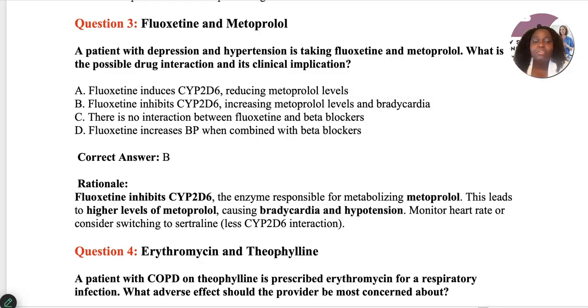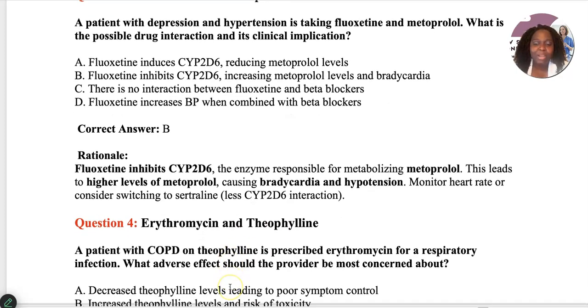Does it make sense? My inhibitor in this case is fluoxetine, which is very common to be an inhibitor. So now fluoxetine is going to raise up my metoprolol level. If I give like 5 milligrams, now it's taking it up to 15 milligrams, creating a major problem. Guess what? We're going to see hypotension. We're going to see bradycardia. This is why it is important to monitor these things whenever we combine them together.